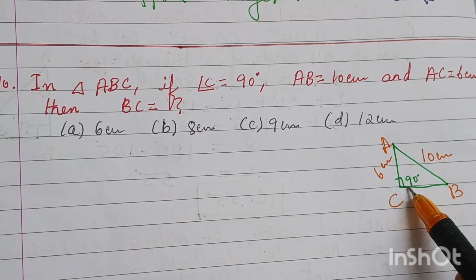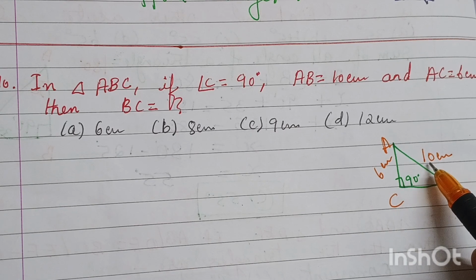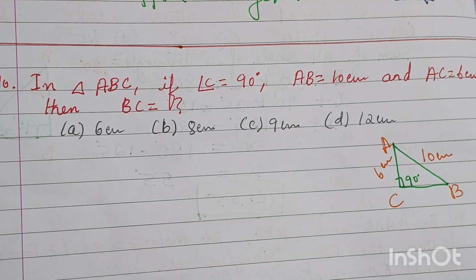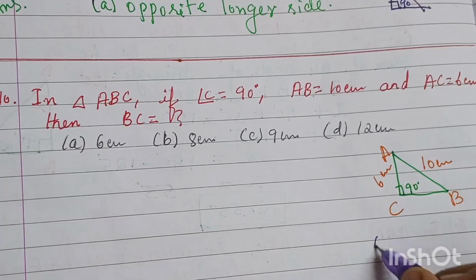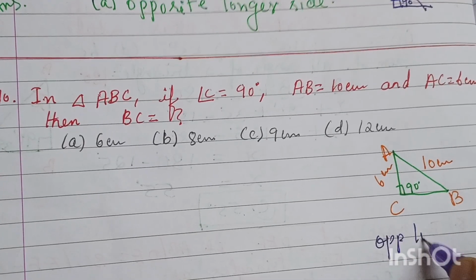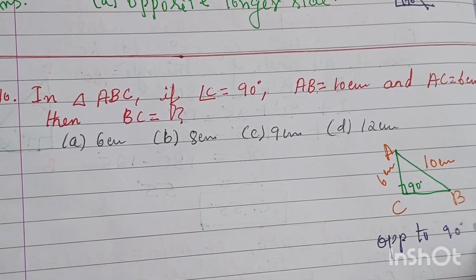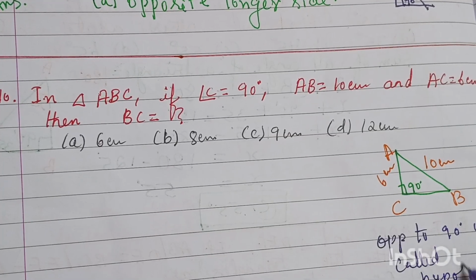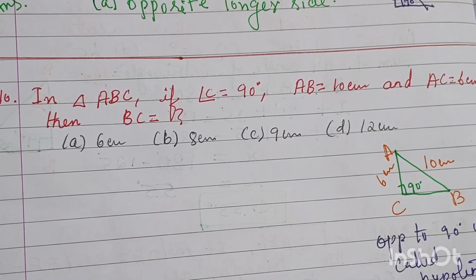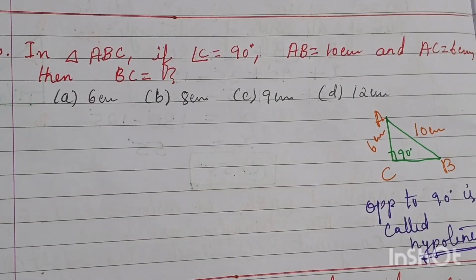Look here, opposite to 90 degree. 90 degree is the greatest angle, and opposite to the greatest angle is always the largest side. Hypotenuse is the largest. So which is the hypotenuse here? Opposite to 90 degree is called the hypotenuse side.